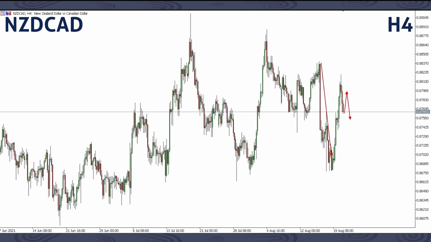This is how it looks on the 4 hour. We can get price moving like this. We can get price moving like this on the 4 hour, then up like this. That is NZD CAD. Down, up, down, up, down, up like this. That is very possible. And this up move would break previous high and would break previous high.